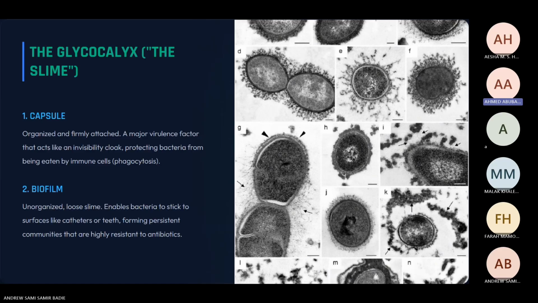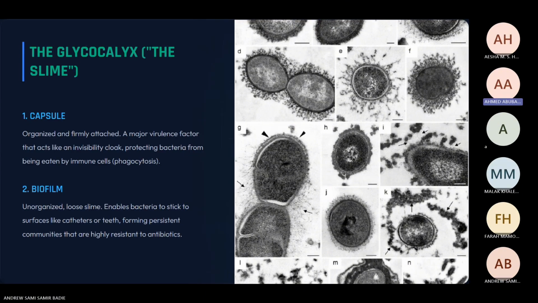Now, the unorganized and loose form of the slimy coating is the biofilm. This slimy layer can stick the bacteria to surfaces, like for example a catheter, heart valves, or teeth. And the scary part of the biofilm is that it is incredibly resistant to antibiotics. A bacteria that has a biofilm makes it harder for antibiotics to penetrate, and even harder for it to be killed.